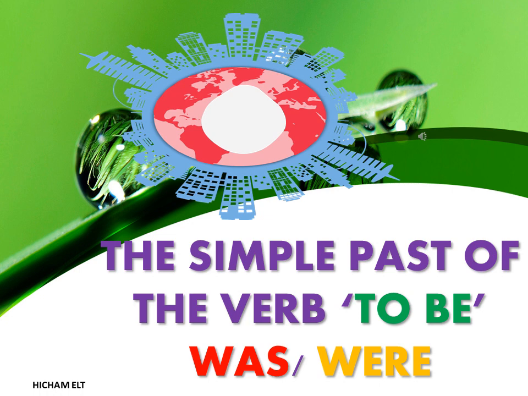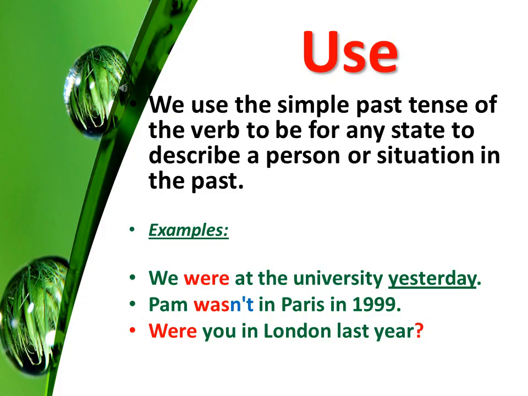So today we're going to study the simple past of the verb to be. So the verb to be is one of the most important verbs in the English language. We already saw its conjugation in the simple present. Now we are going to see it in the simple past. And basically it is either was or were. So first we're going to see the use of the simple past.